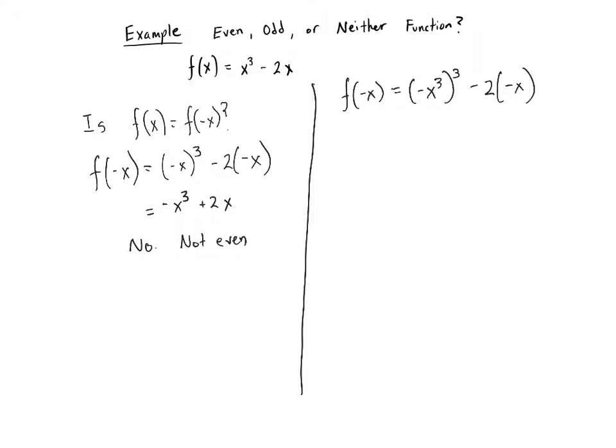Oh, what did I do? Wait, one second there. We already plugged in a negative. Yeah, we already did this, right? So in the end, we got negative x cubed plus 2x. So the question is: is f of negative x equal to negative f of x? Is it the same function, but all the signs opposite? Is it the exact same function as the top, but the positives negative, the negatives positive? It looks like it. Positive x cubed became negative x cubed, negative 2x became plus 2x. So yes, it's odd.